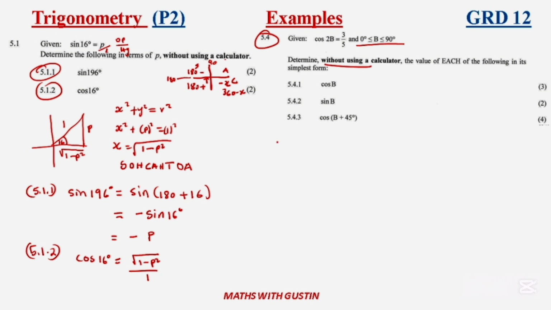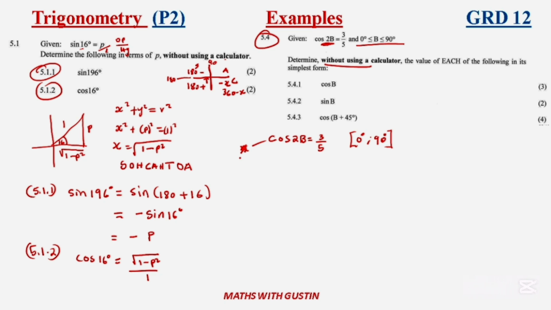So the first thing you need to do is simplify this part, because it's supposed to be with just an angle, not with a 2. So you're going to have cos 2B is equal to 3 over 5, and they are saying B is between 0 and 90 degrees. Now we need to simplify this side, guys. You can see that this is an identity.